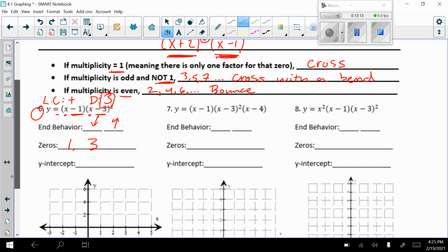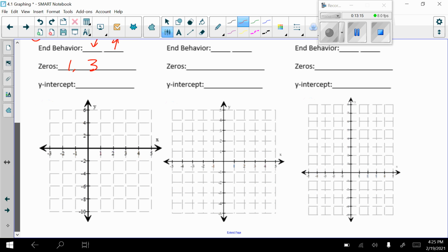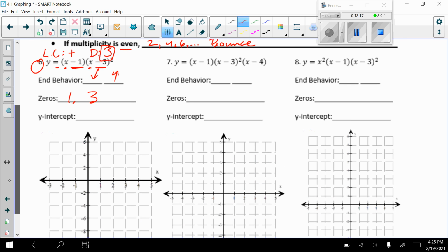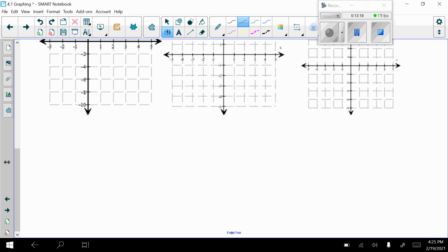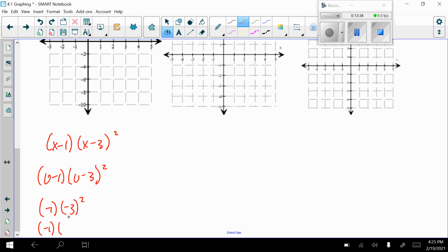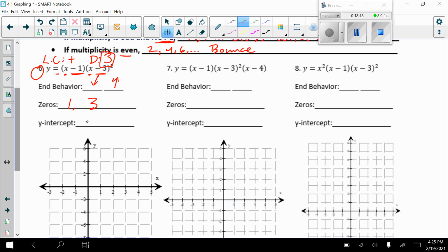My y-intercept, if I plug in 0 for the x's, it's going to look like this. It's x minus 1, x minus 3 squared. So I'm going to plug in 0, 0 minus 1, 0 minus 3. It's going to give me negative 1 times negative 3 squared. And negative 3 squared is positive 9. Negative 1 times 9 is negative 9. Okay? So now we have everything we need. My y-intercept is negative 9.